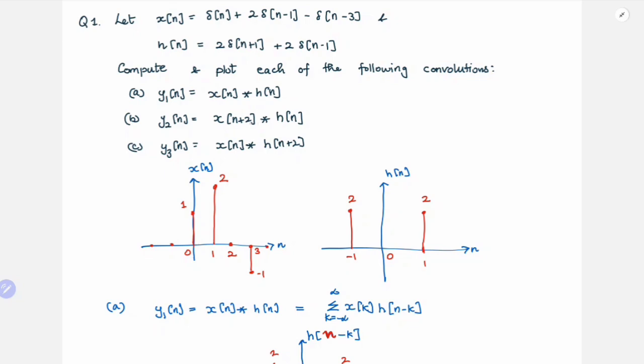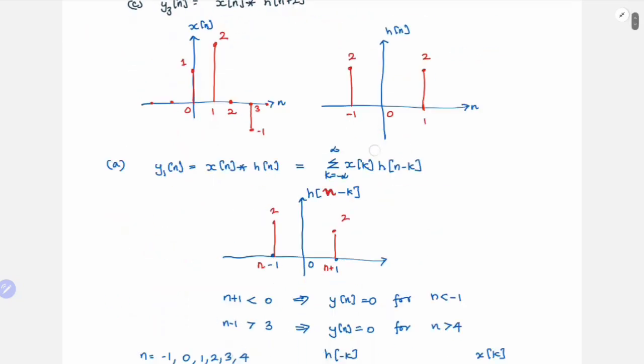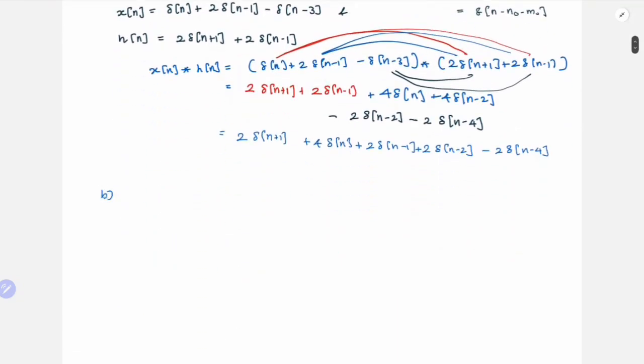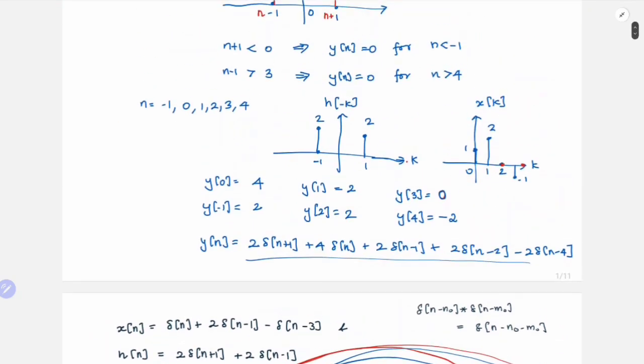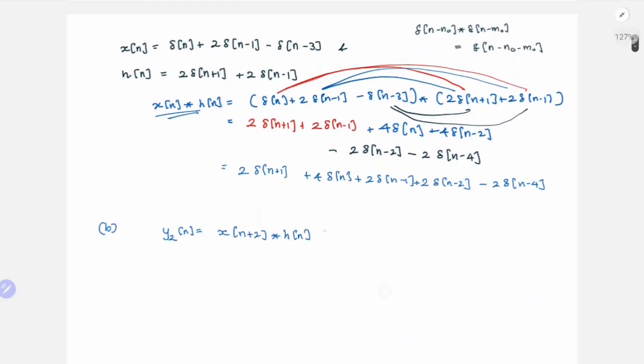So B, we have x of n plus 2 convolved with h of n. So B, y2 of n is equal to x of n plus 2 convolved with h of n. So again for this, once you know this result, you needn't again get this result by drawing graph or multiplying this and everything. This you can simply write it as delta of n plus 2 convolved with x of n convolved with h of n, right?